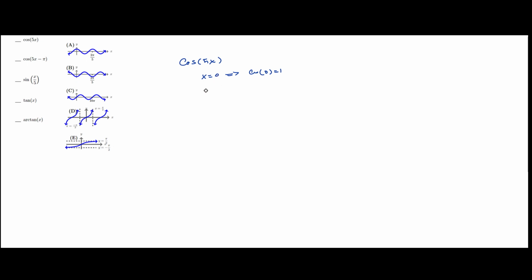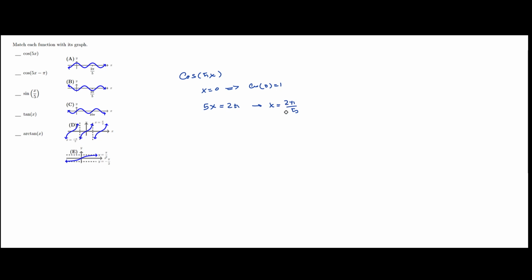I know that the magnitude in here is 1 also. I need to find a period. So 5x equal to 2 pi gives me x equal to 2 pi fifths, which means every max is going to be repeated after 2 pi fifths, and every min is going to be repeated after 2 pi fifths, when we add 2 pi fifths to the input, and not anything earlier than that.